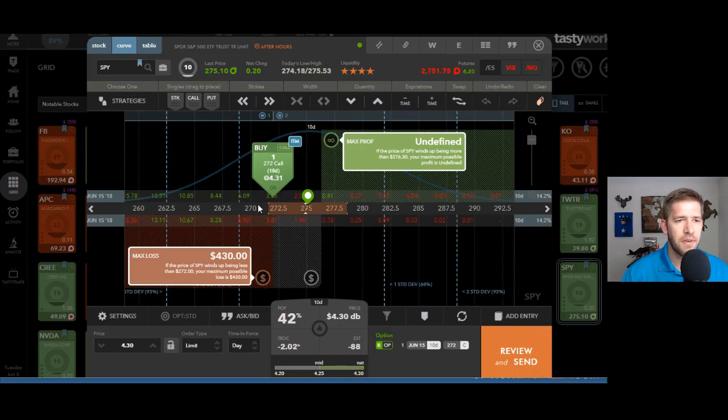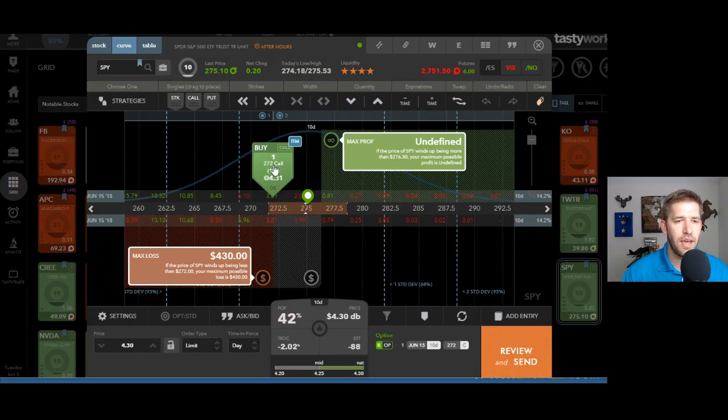At the same time, because you're paying, let's say, $4.30 for this option contract, the price is kind of moving around on us here, the maximum you can lose on this trade is only $430, the price of the coupon. So that is how call options work. That's how you can read them in the Tastyworks platform, and how you can start to understand the profit potential and the loss potential of an options contract.